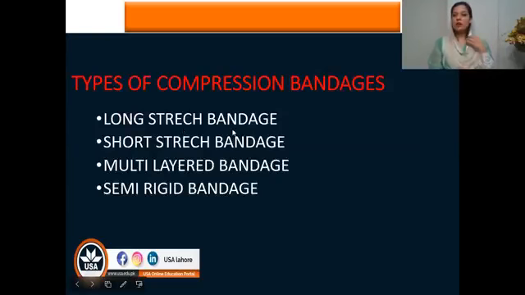The next is different types of compression bandages. We have long stretch bandage, we have short stretch bandage, we have multi-layered bandage, we have semi-rigid bandage. I'm going to tell you what the significance of every bandage is.